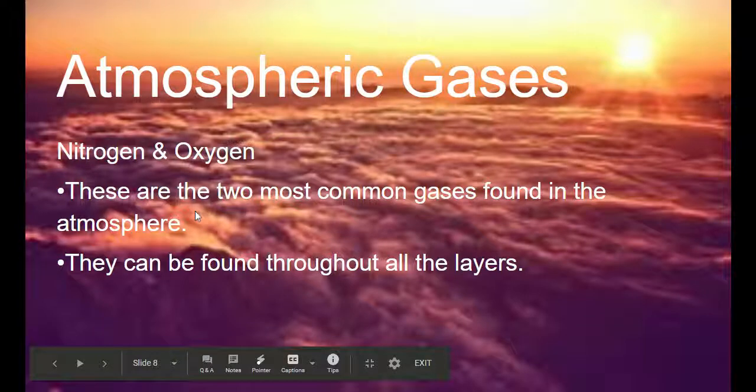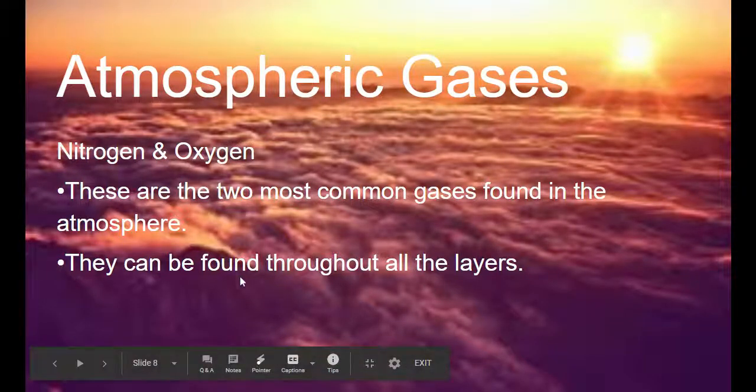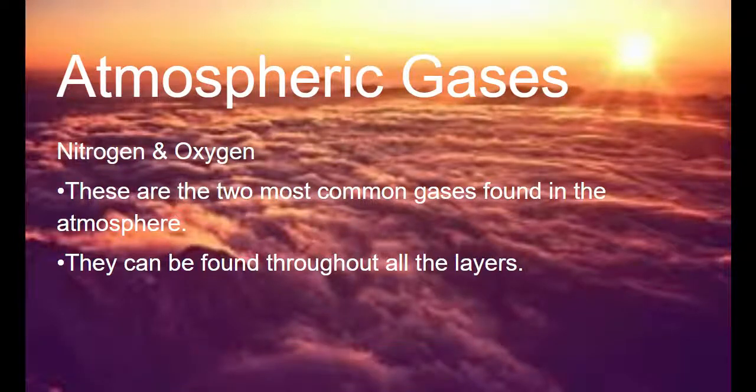Nitrogen and oxygen, these are the two most common gases found in the atmosphere, and they can be found throughout all the layers. It's actually very interesting. They did a study about 20 years ago where they were trying to figure out why our atmosphere is the majority nitrogen, right? If you ever look it up, nitrogen's about 70% of our atmosphere, give or take 1 or 2%, but roughly about 70%.